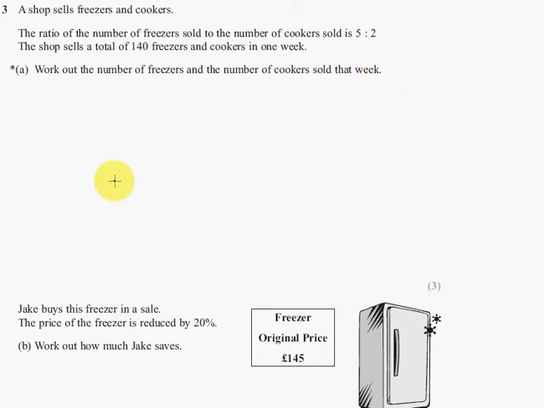Okay, so let me just get that in my head. They're selling freezers and cookers in a ratio 5 to 2. So I'm just going to write that again. So 5 to 2. Now it's in that order, so it says freezers and then cookers. So every 5 freezers they sold, they only sold 2 cookers. So they sell a lot more freezers than cookers, well, in this week anyway, okay?